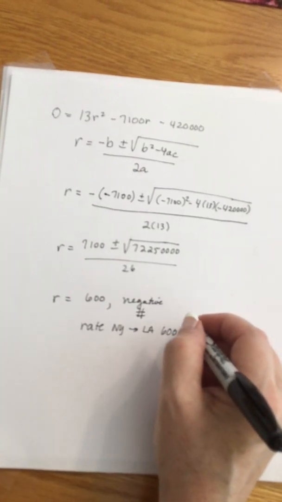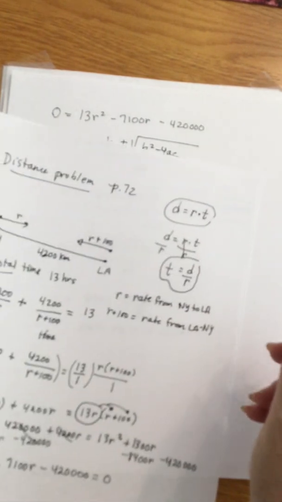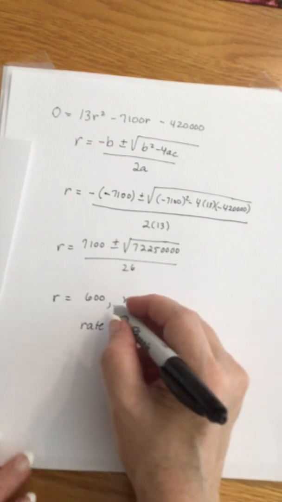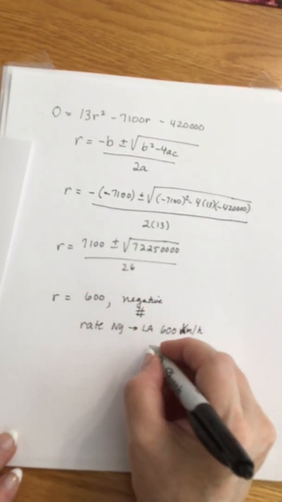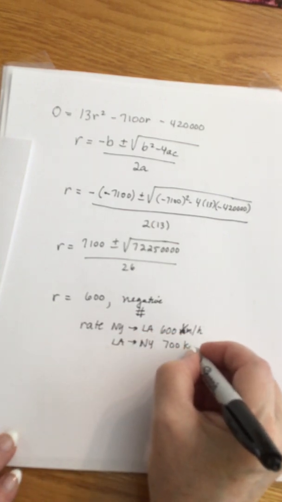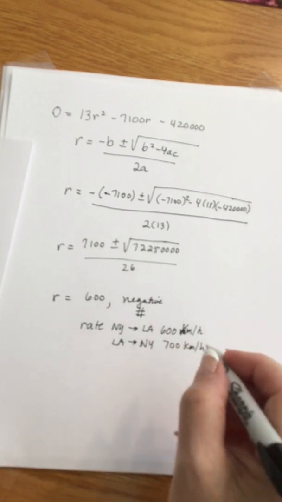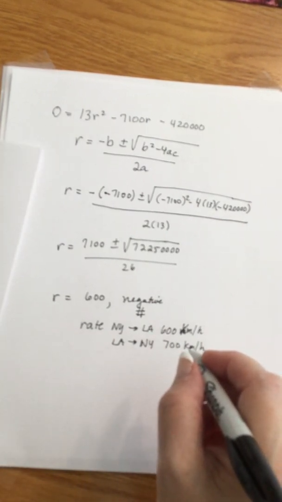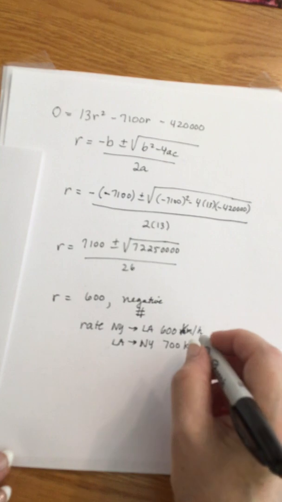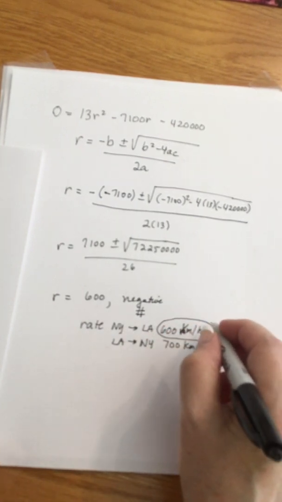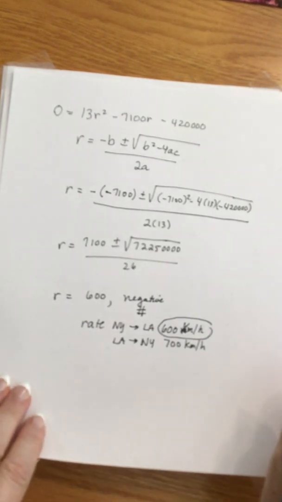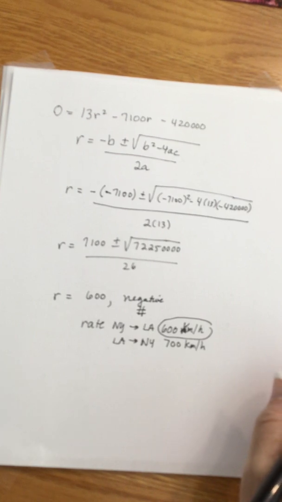Now, again, going back to our previous page, R plus 100 is the rate from LA to New York. So if we wanted that one, then R plus 100 would be 600 plus 100 would be 700. So Los Angeles back to New York, they were going 700 kilometers per hour. So always check your answer to see if you answered the question. So it says, what was the jet's speed from New York to Los Angeles? So what was the speed from New York to Los Angeles is your 600 kilometers per hour. Give everyone a chance to catch up to that one.